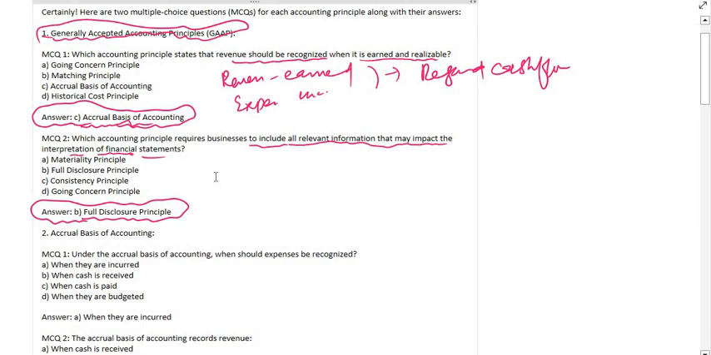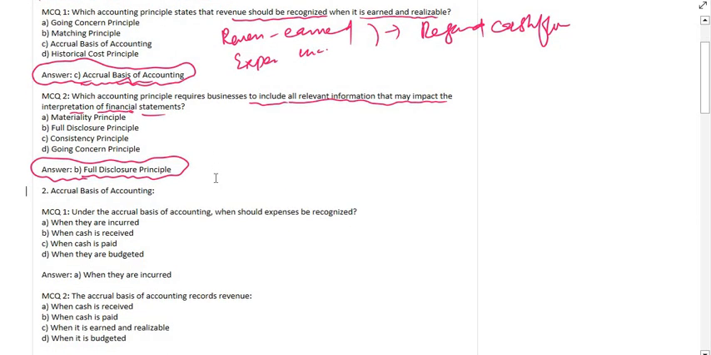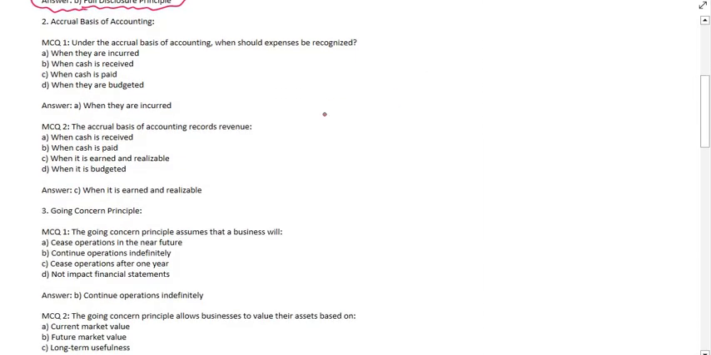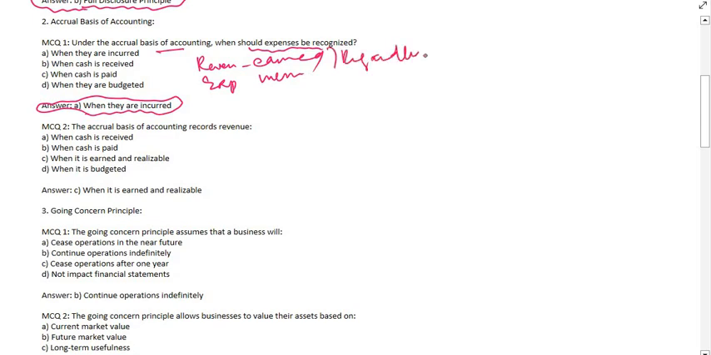So this is the second MCQ. Let's move on. We have another MCQ under the accrual basis of accounting: when should an expense be recognized? The expense should be recognized when it is incurred. So option A is correct. And I have told you before, revenue should be recognized when it's earned, and expenses should be recognized when incurred, regardless of the cash flow.